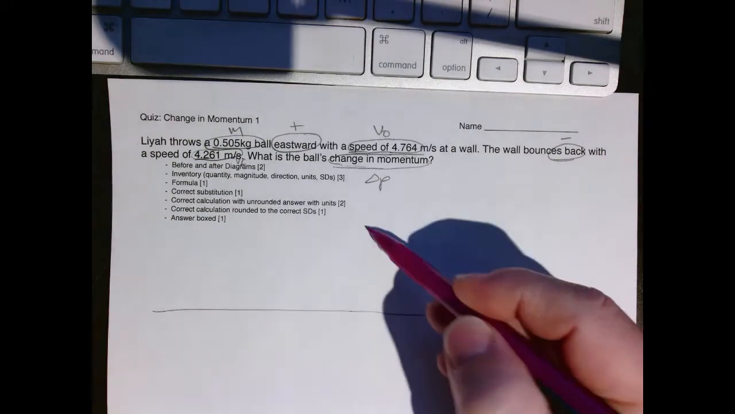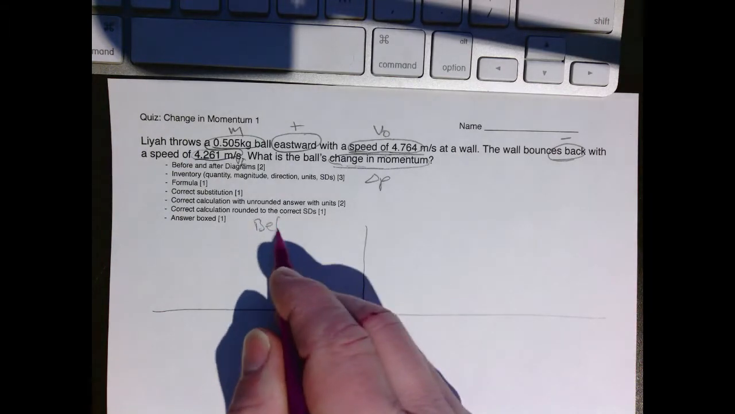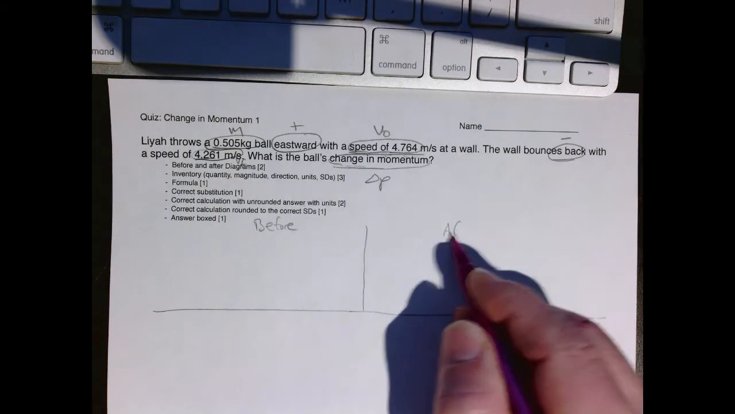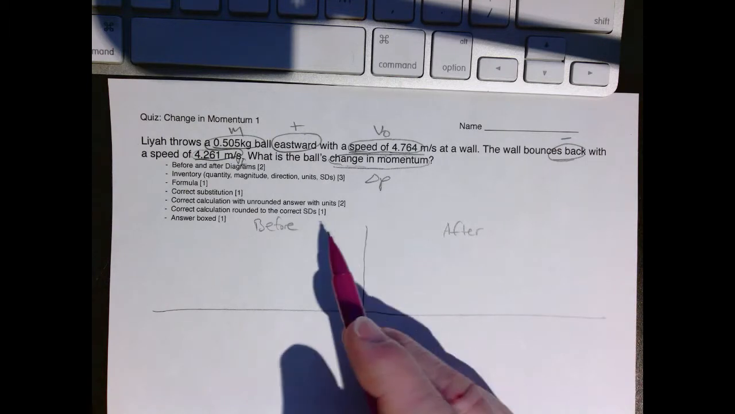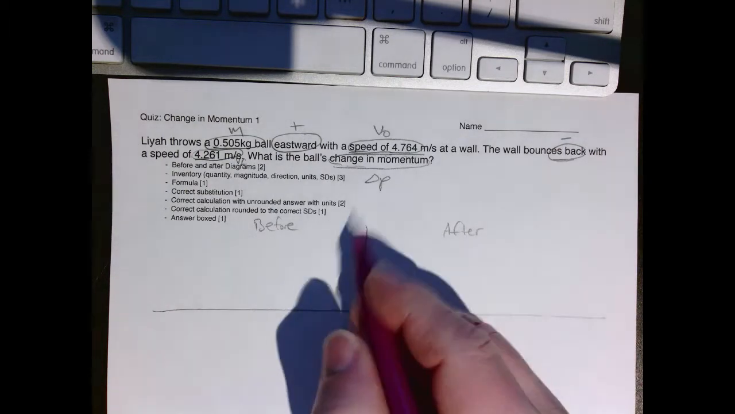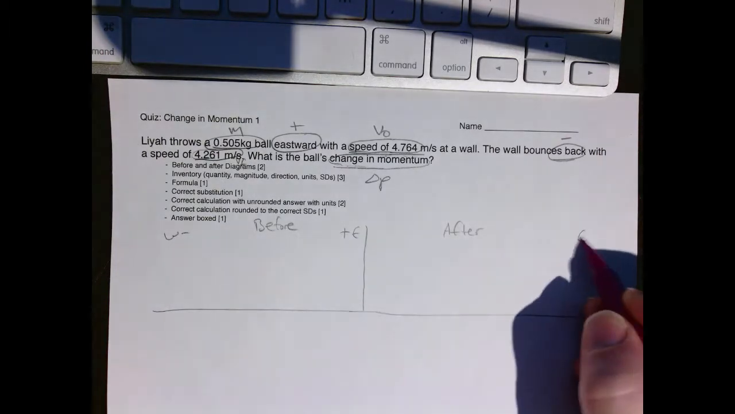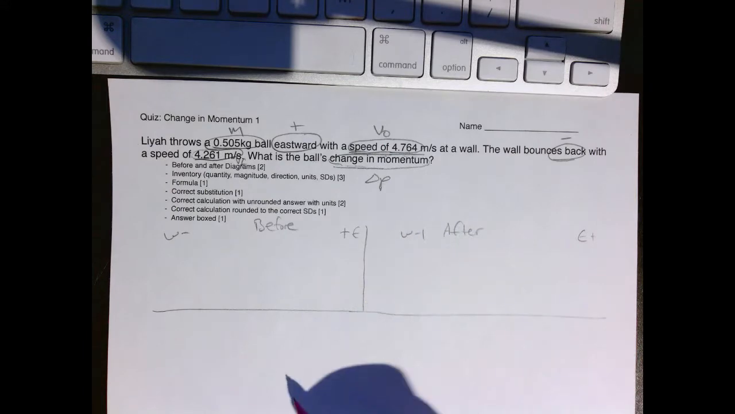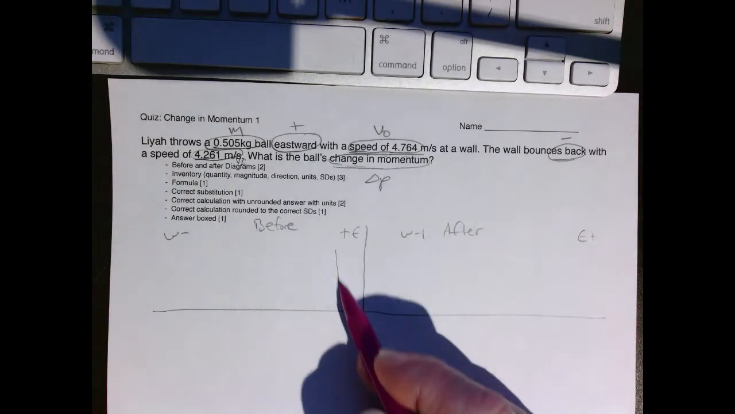So we need to create the diagrams before and after. I suggest I should draw two diagrams. I can get away with one, but it's just as well to have two. So we have our before and our after. And the ball is thrown eastward and hits a wall. So eastward positive, westward negative, for before and after. Well, if it's thrown eastward and it hits the wall, that means the wall must be over here.